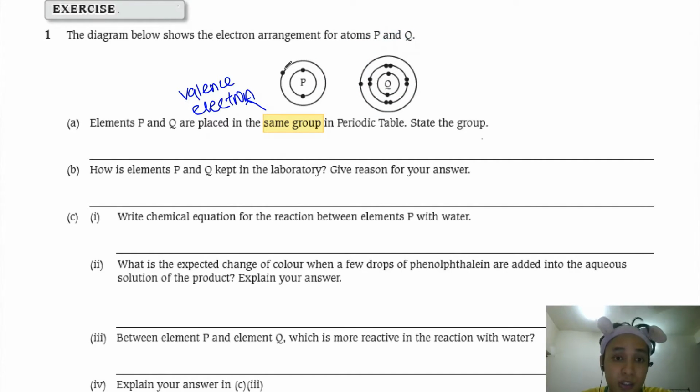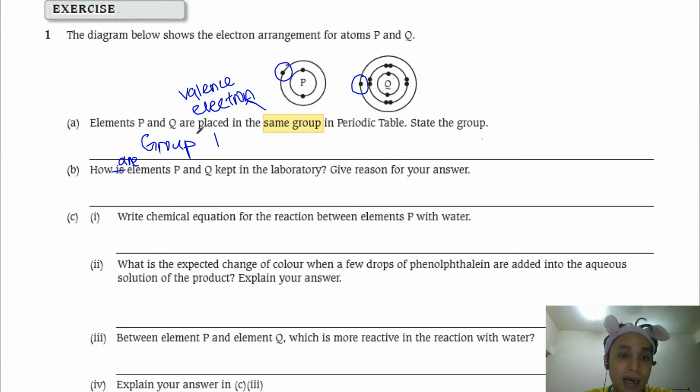Okay, this is the outermost electron. So I only have one valence electron. So I am in group 1. The answer should be R. How are elements P and Q kept in the laboratory?